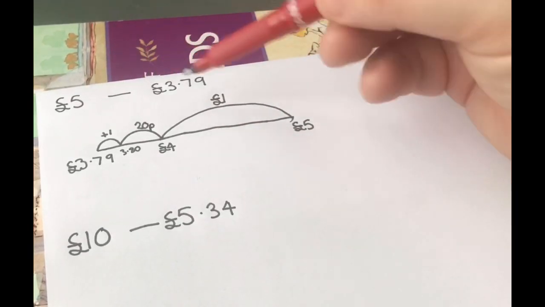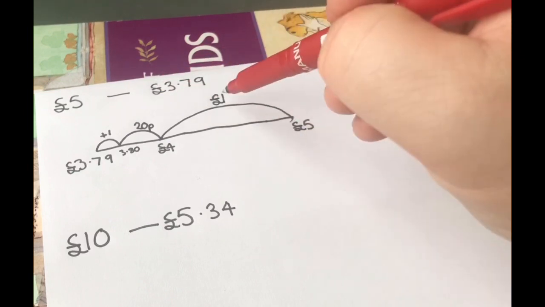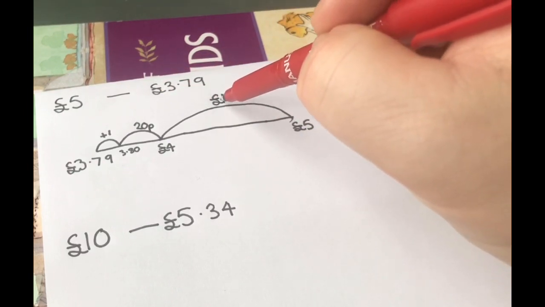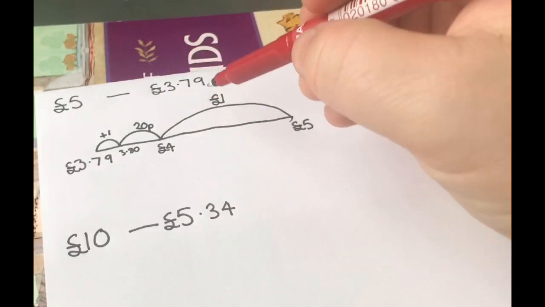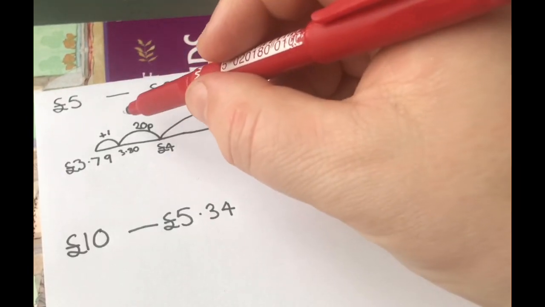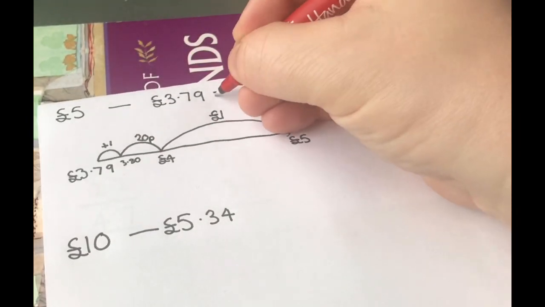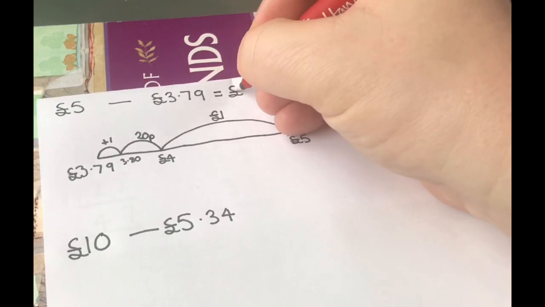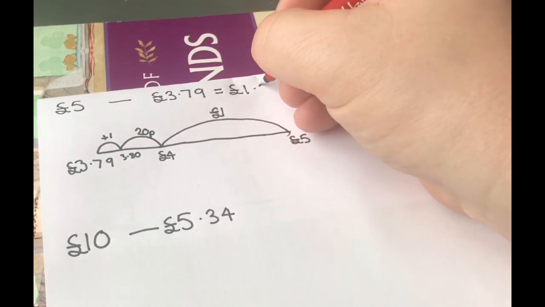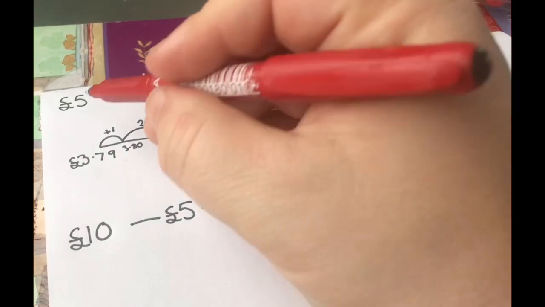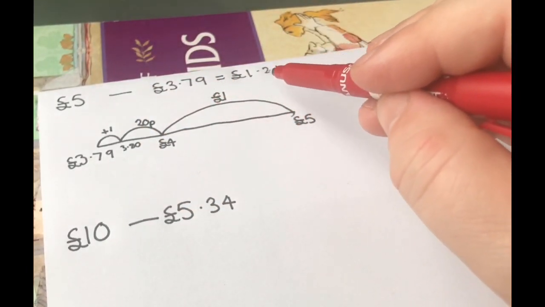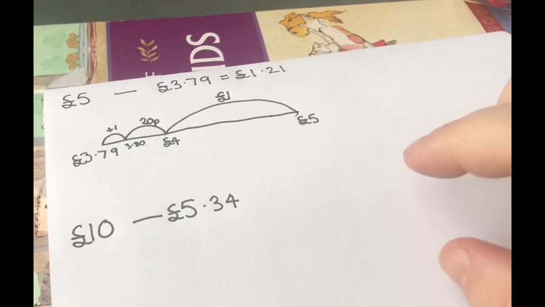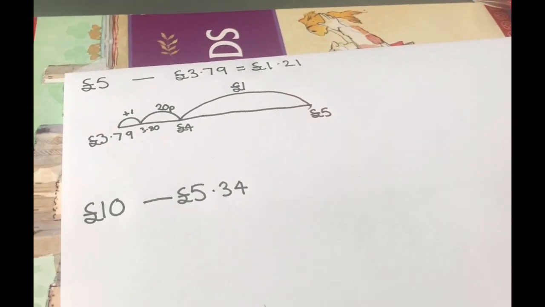And then all I do is I add them all up. I start with the biggest unit. £1, 20p and 1p. So we got £1.21. And I write it up here, £1.21. £5 take away £3.79 equals £1.21. That's the kind of questions on the first sheet.